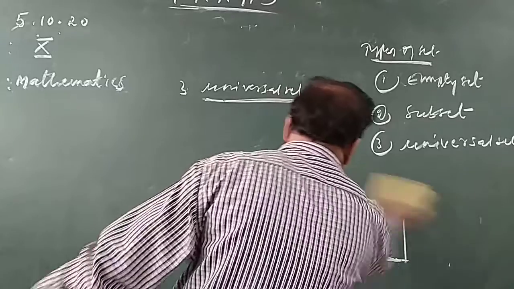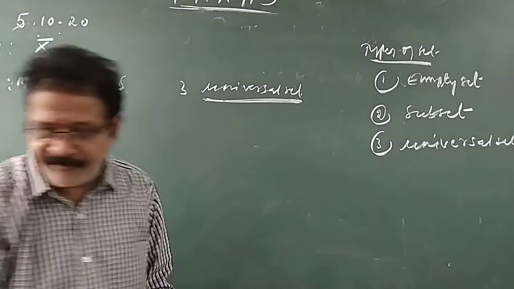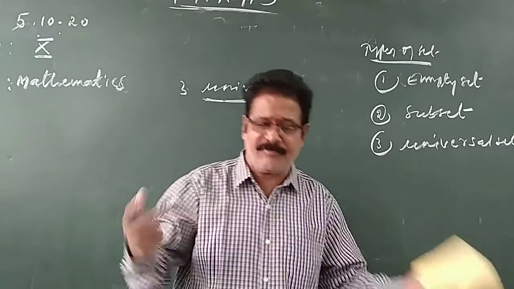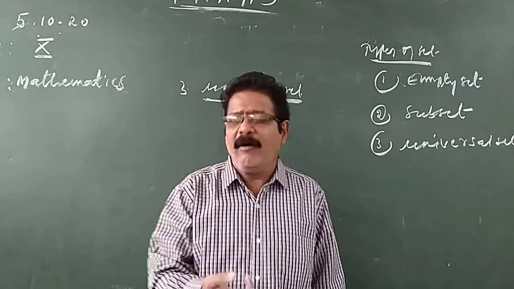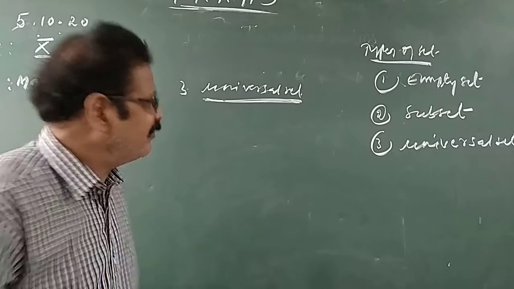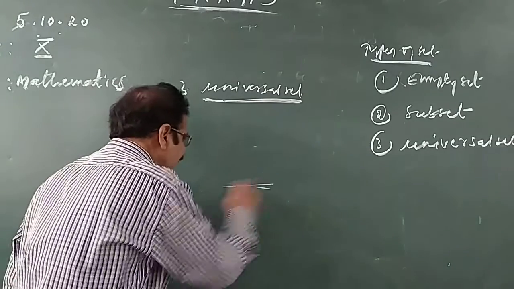Now we can define what a universal set is. Mathematically, the universal set is the set that contains all the subsets. The set which contains all the subsets is called a universal set. To represent the universal set, we use diagrams such as a rectangle.